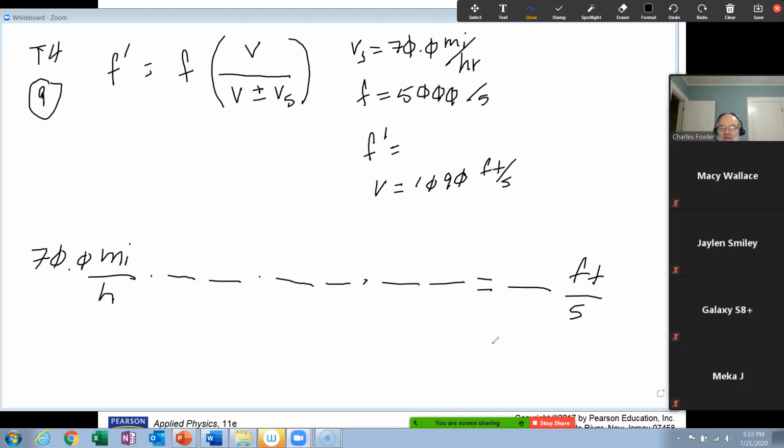So there's our setup, but we got the velocity of the source in miles per hour, the velocity of sound in feet per second, and we got frequency in per second. So it looks like the miles per hour needs to be converted to feet per second. So that's my setup at the bottom here.